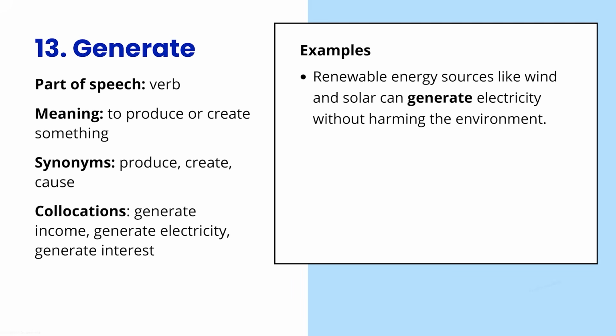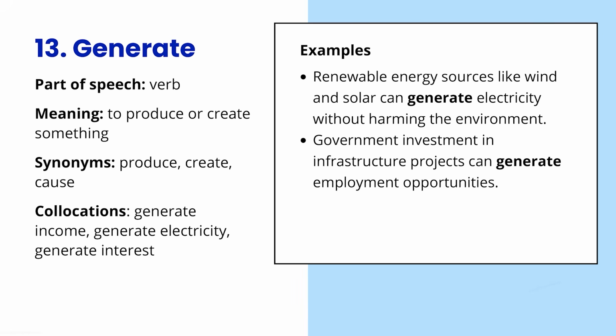Here's an example. Renewable energy sources like wind and solar can generate electricity without harming the environment. Government investment in infrastructure projects can generate employment opportunities. So this means it can create employment, it can create jobs for people. Please note that generate often describes creating results or outcomes, not physical objects. So for example, we wouldn't say to generate a chair because a chair is a physical object.